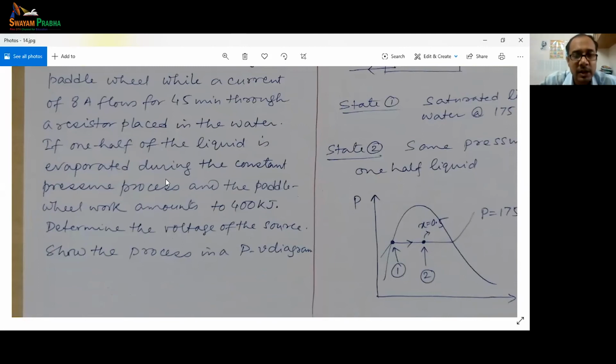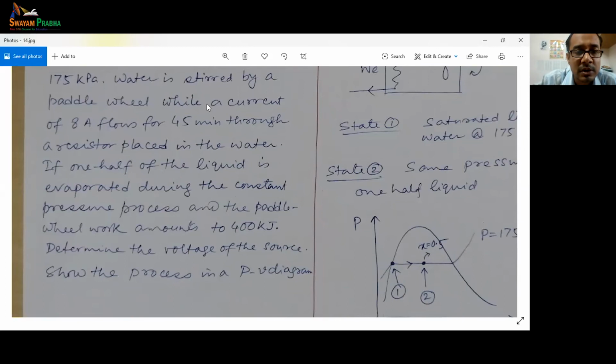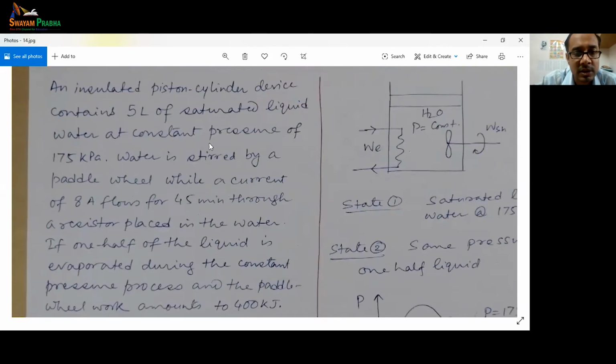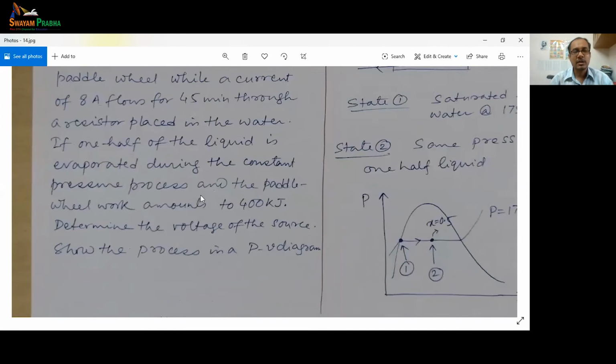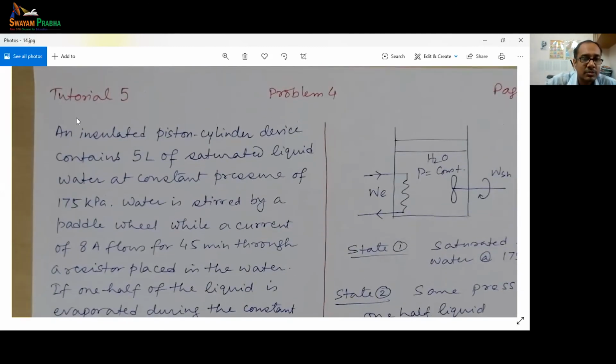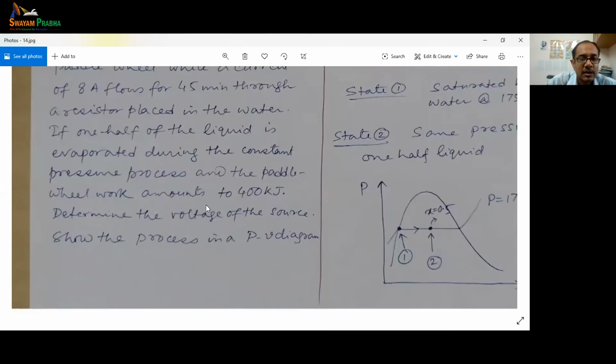Now it's a piston cylinder arrangement. So the piston has a constant weight. That means it's a constant pressure process. And as you put in all these electrical and mechanical work, ultimately it will increase the internal energy of the system, as well as it will have some boundary work as well. And it is given that it's an insulated system, so the system has no heat interaction.